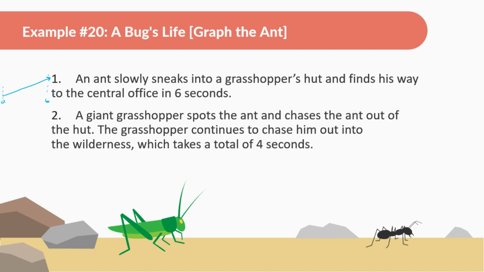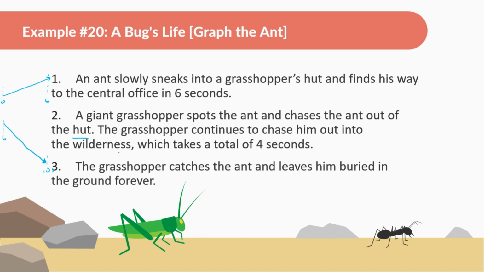A giant grasshopper spots the ant and chases the ant out of the hut. The grasshopper continues to chase him out into the wilderness, which takes a total of 4 seconds. So this means he's going to be going backwards. So he's going to be going something like this. And he's going past the point in which he went. So that's where he started, the hut. So it should be out of the hut, so past the hut, past where he started. So this is going from 6 seconds to 10 seconds.